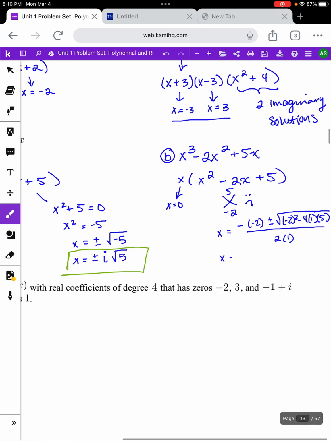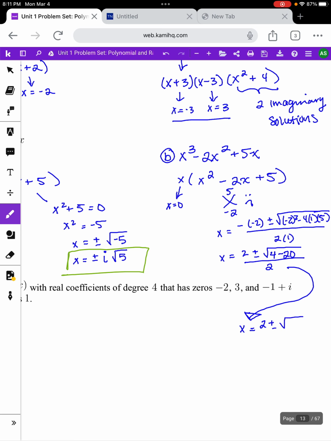All right, x equals, so negative 2 is positive 2 plus or minus the square root of 2 squared, which is 4, minus 4 times 5, which is 20. Oh, this is actually not that bad. It's going to look bad, but it's really not that bad. And I'm out of space, so I have to go down here. So this becomes x equals 2 plus or minus the square root of negative 16 over 2.